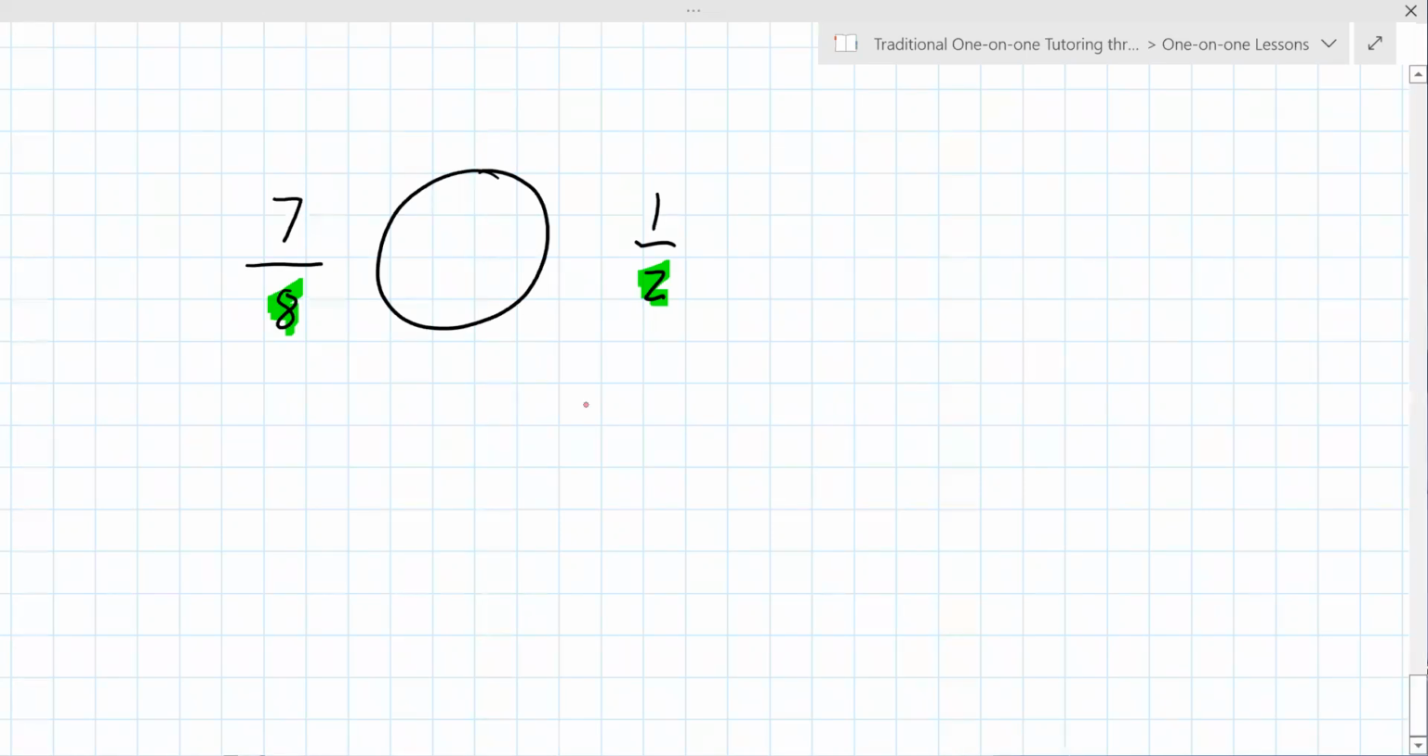I multiply 2 times 8. Nope, you want to get 2 to become 8. So you multiply by 4, because you really want that 2 to become an 8.